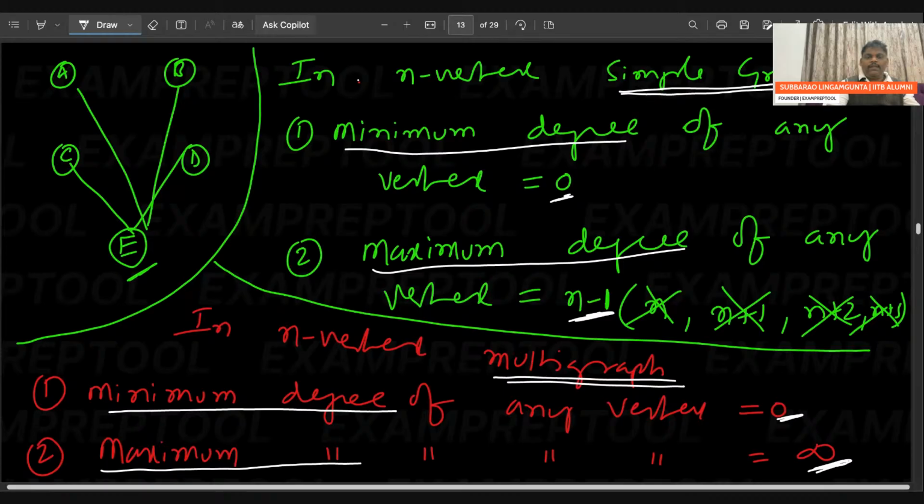Minimum degree, maximum degree. So remember, simple graph, no self loop, no parallel edges. So maximum degree n minus 1 only. Why not n? If I keep n, maybe parallel edge there. If I keep n plus 1, maybe self loop is there. If I keep n plus 2, maybe parallel edges, maybe self loop. n plus 3, maybe parallel edges, maybe self loop. But in the case of the multi-graph, they are allowed, so infinite.